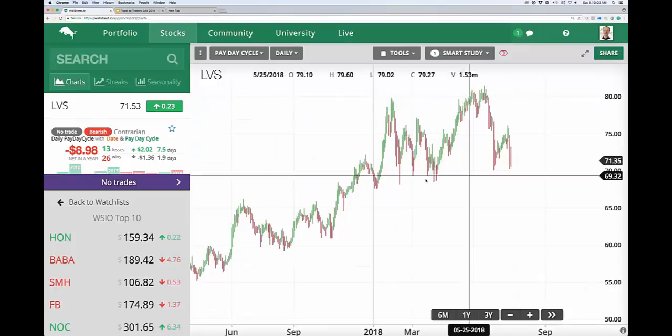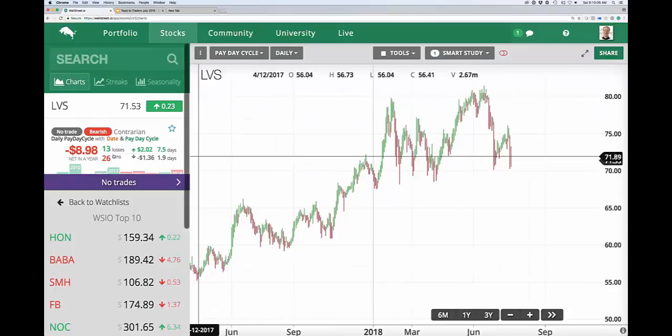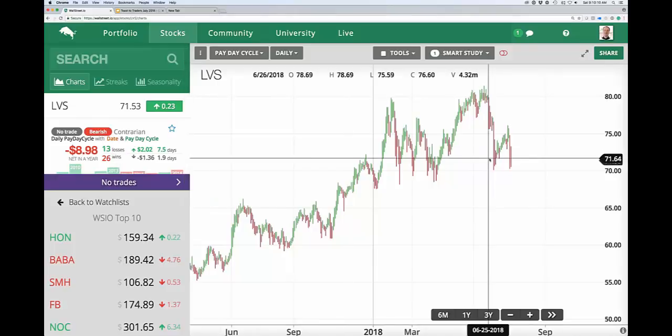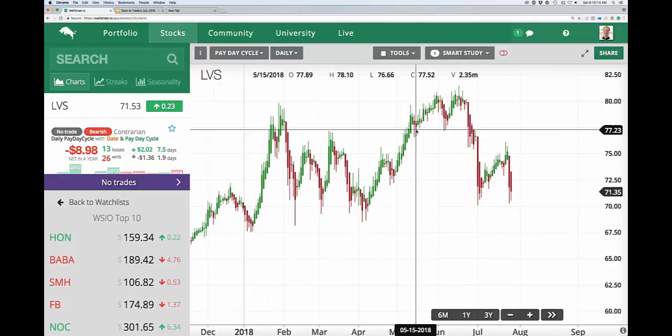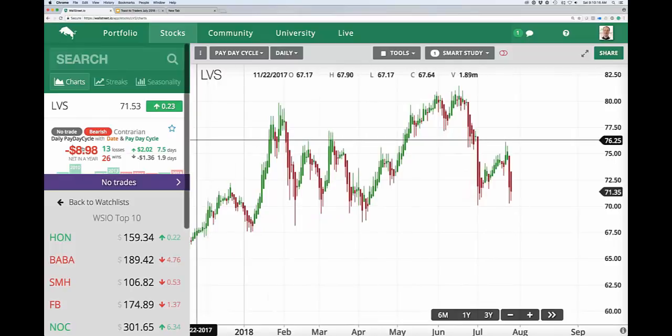This strategy, payday cycle by itself, by the way, does not work lately with LVS. 26 losers, 13 wins, you would have had a losing system, which is interesting because you're like, oh, visually it looks like it could work, but in reality it doesn't. This is why you have to backtest it. Like if you jumped into LVS and tried to use this strategy, it wouldn't have worked for you. So maybe you don't trade this stock with this strategy, right?